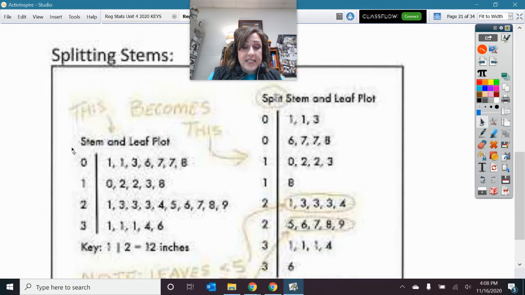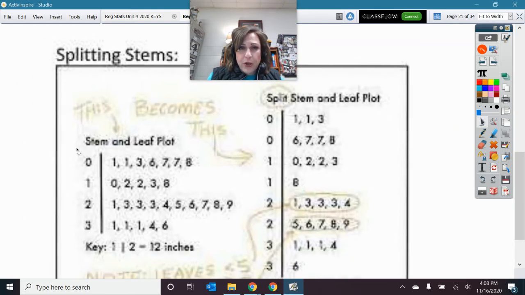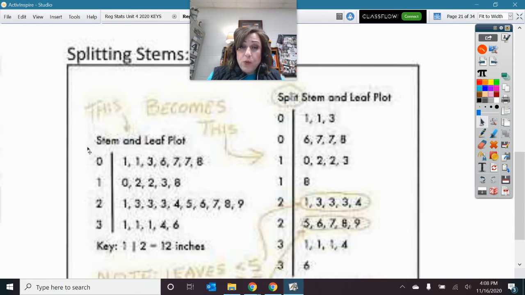All right, take a look. This is a nice little picture. It's kind of blurry, but it shows you what splitting the stems does for you. So, depending on how much data you have, for example, with this stem and leaf plot here, there's quite a bit of data in each one of these stems, in particular in this 2.